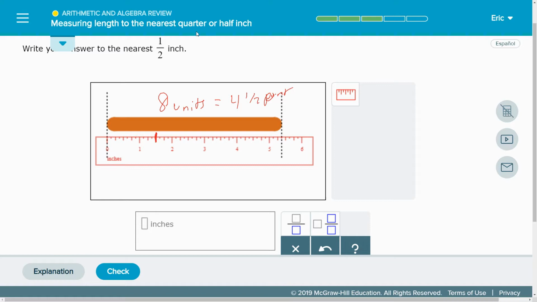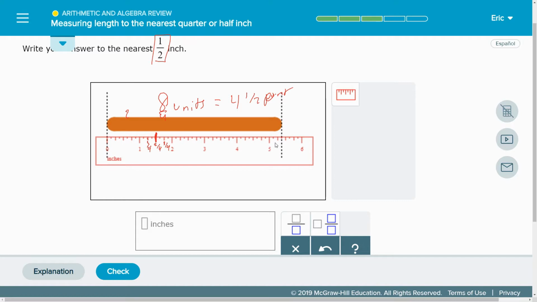Since it's also talking about quarters, what's 8 divided by 4? That's 2. So every 2, so this is 1 quarter, this is 2 quarters, this is 3 quarters, is going to be our quarter marks. And so you're just basically seeing which one is it closest to. In this case, we're looking at a 1/2 inch.